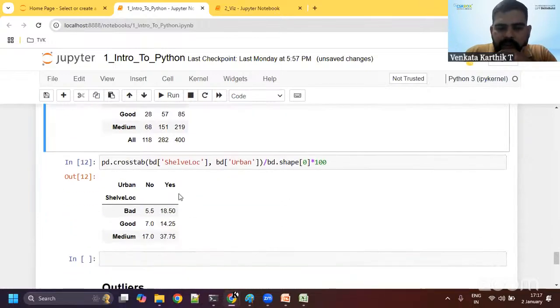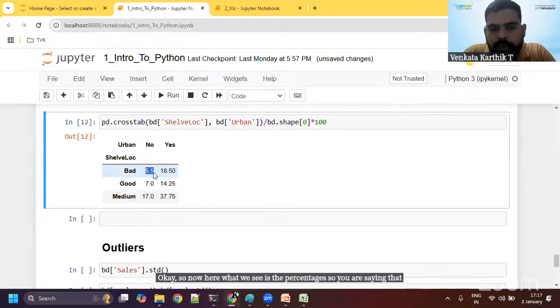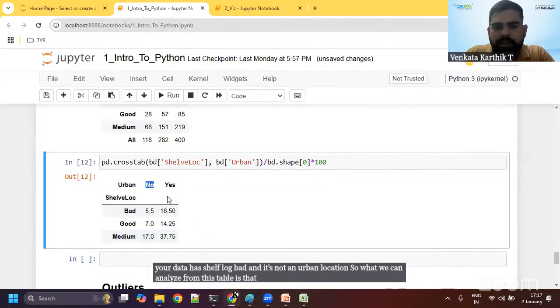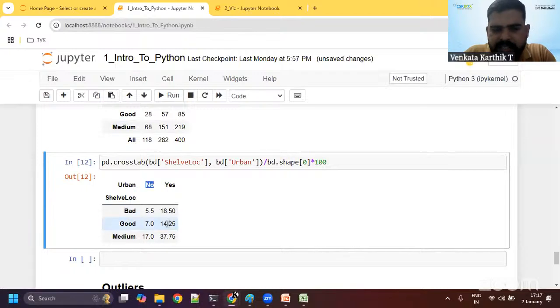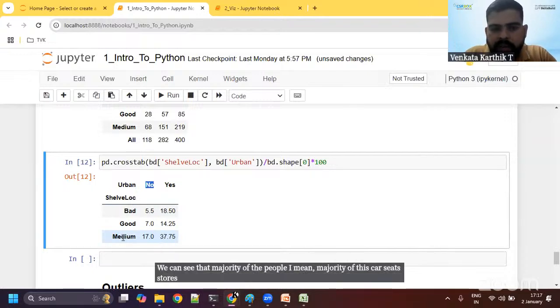Now here what we see is the percentages. You are saying that 5.5% of your data has shell block bad and it's not an urban location. So what we can analyze from this table is that the majority of these car seat stores have a medium kind of shelf location.